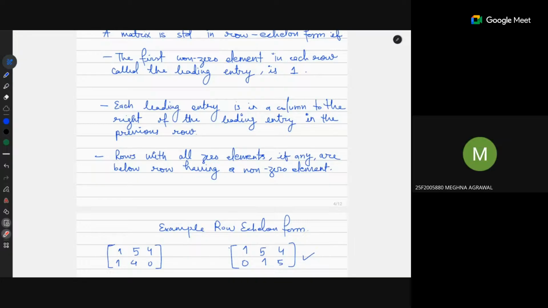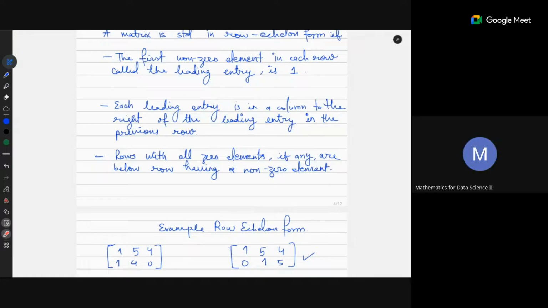Sir, the example that you have written, 1 5 4 0 1 5. My question is, can the second row be 0 0 1? Yeah, that can be. Okay, so it need not be just the immediate next column? No, it need not be, because it should be to the right of the first column of the leading entry. It should be to the right of that. It need not be in the next right.